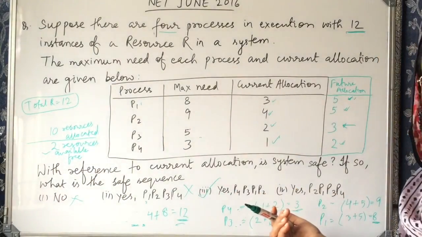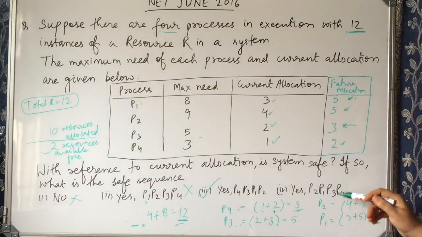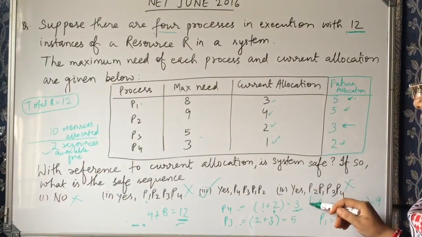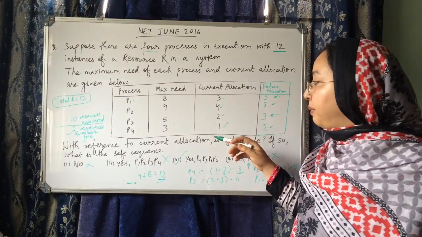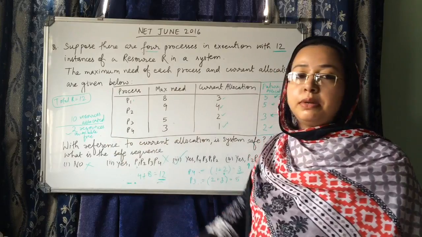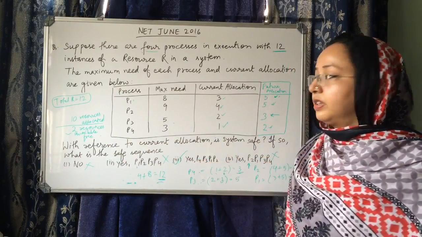Let's see the fourth option also. Here it is written yes, P2, P1, P3, P4. This will also be wrong, because we cannot start from P2. P2 needs 3 resources, and at the beginning we had only 2 available free resources. So our answer will be the third option.